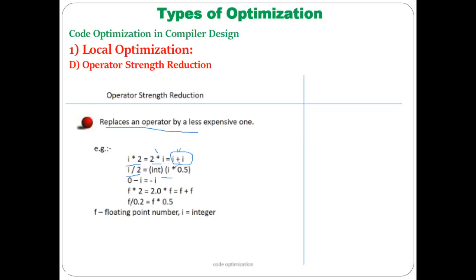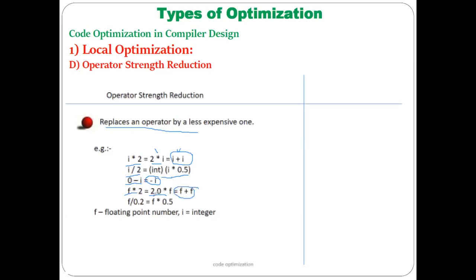So you can write star for that, and you can write the expression like this: 0 minus I. Okay, it can be written like this: minus I only. f into 2, so f into 2 or 2.0 into f can be written like this: f plus f.